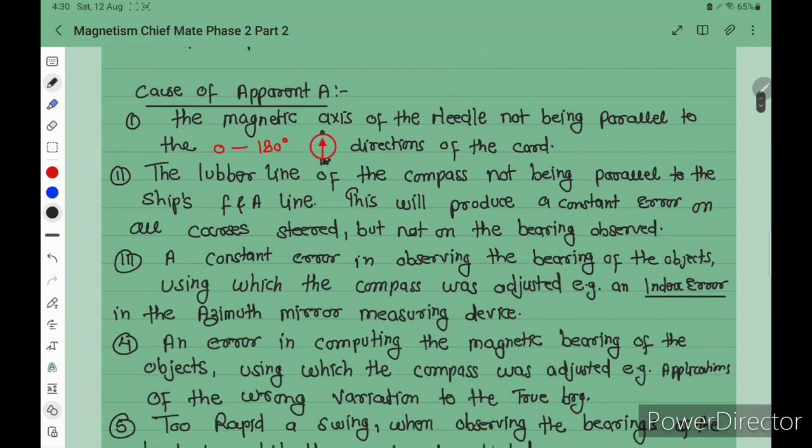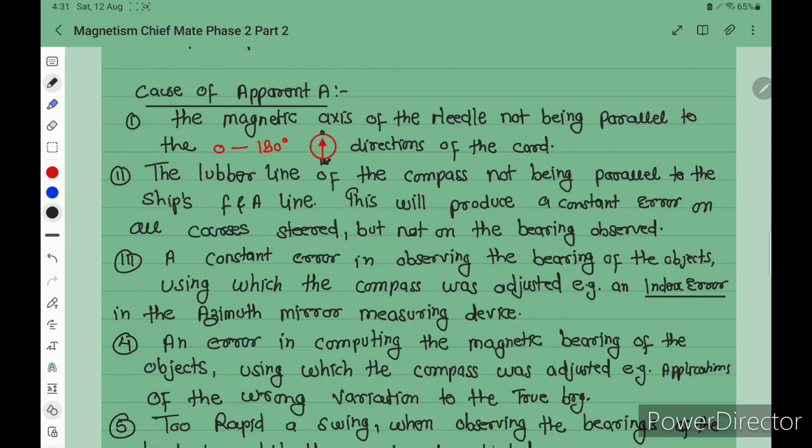What is the cause of apparent A? The magnetic axis of the needle is not being parallel to the 000 to 180 direction of the card. So if your magnetic needle is not aligned with the 000-180 degree, that means the fore and aft line, that causes apparent A.